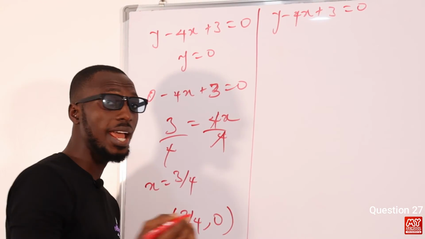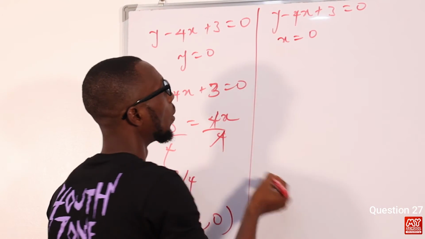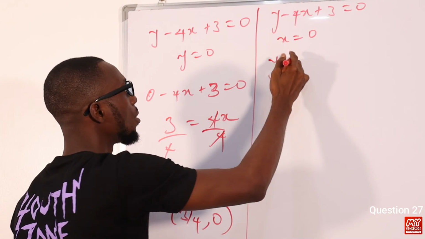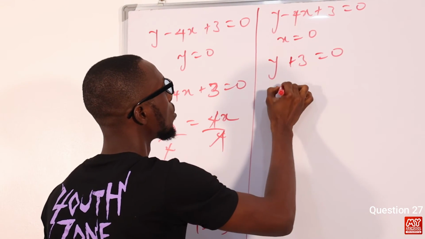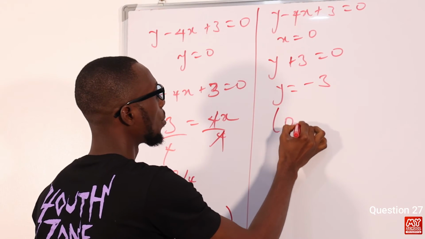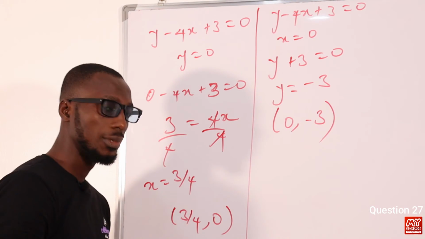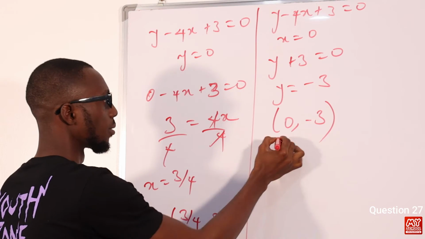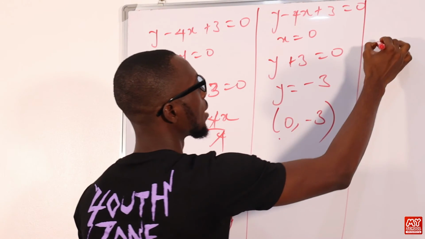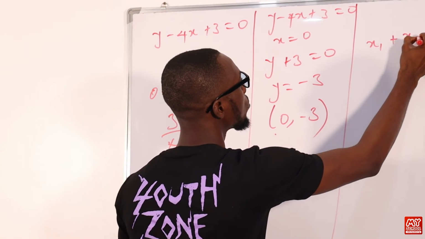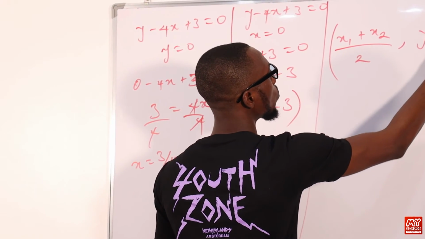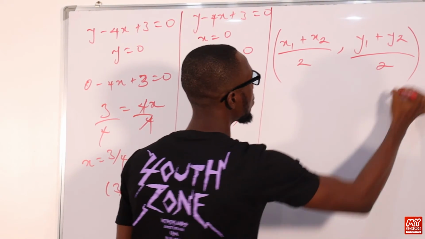At this point now, when x equals 0, what do we have? We have y, 4 times 0, that is 0, so this is gone. So we have y plus 0 equals 3, so y equals minus 3. So at this junction, we know 0 and minus 3. So we have two points to work with, right? So remember the formula for the midpoint. That is x1 plus x2 over 2, then y1 plus y2 over 2.